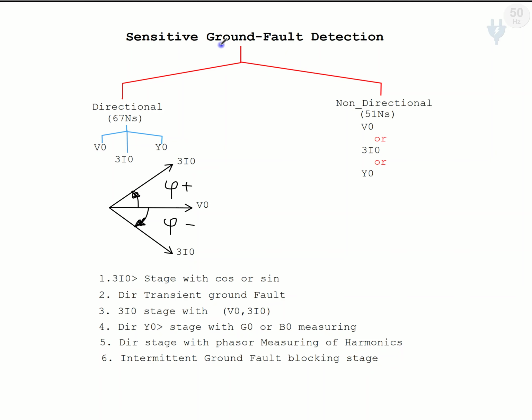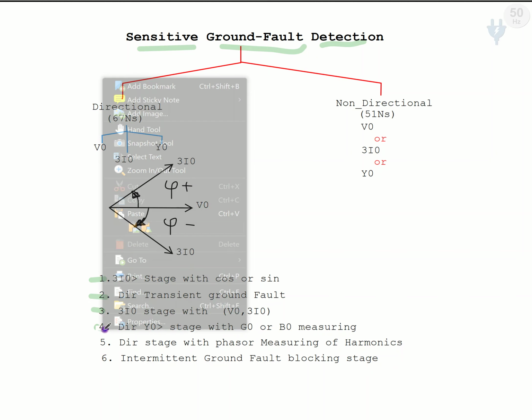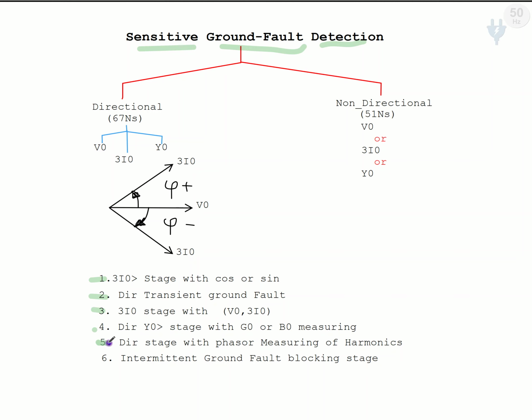Welcome, friends, to our session on detecting the ground fault in a sensitive configuration of the system, using the methods that we discussed: first method, second method, third method, fourth method. And on the fifth method, we said that we are using the harmonics of the zero sequence components.